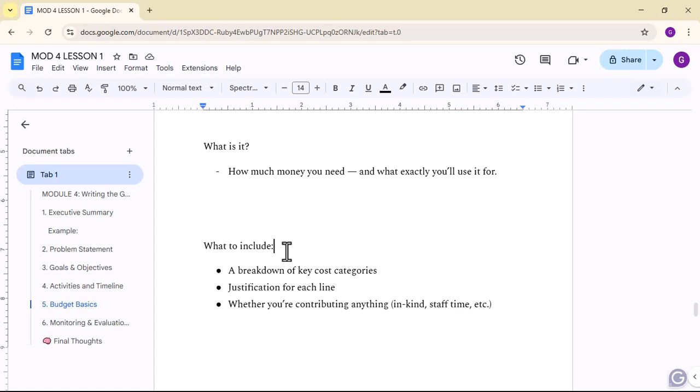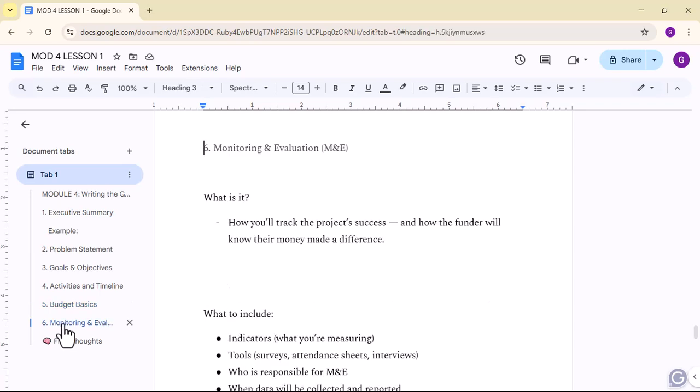All right. So the next thing we want to look at is M&E, monitoring and evaluation. This is talking about how you will track the project success and how the funder will know their money made a difference. Very, very important. You can't escape this. How will you track the project success and how will the funder know that the money they have given to support this project is not a waste?